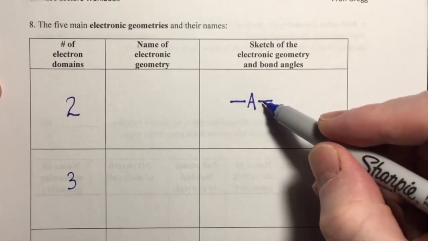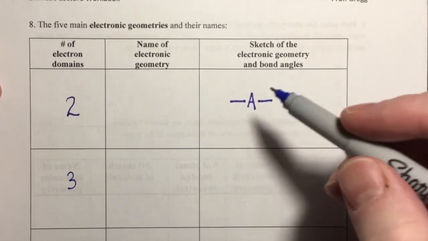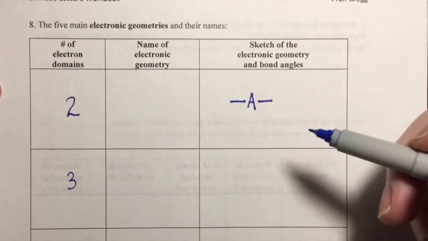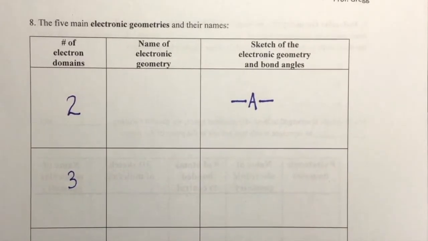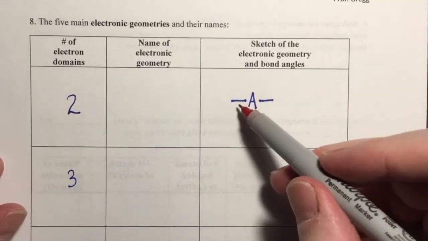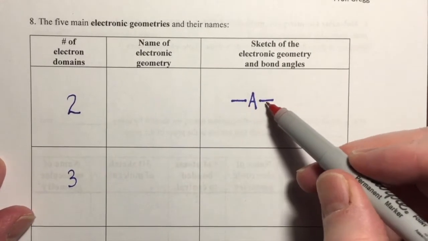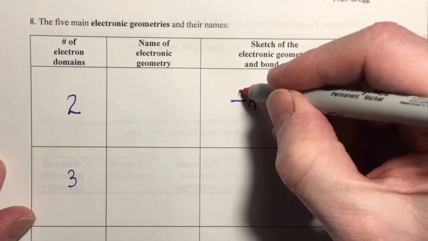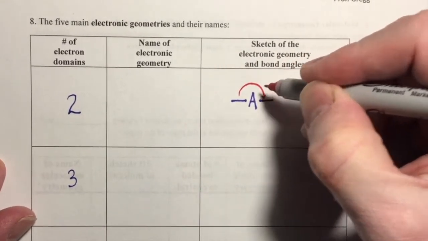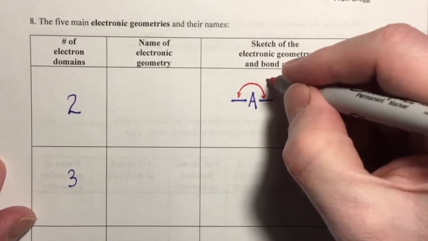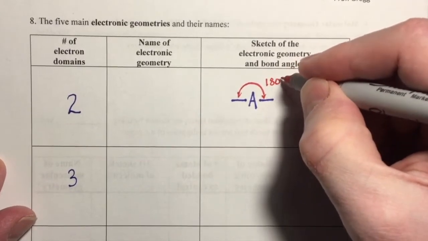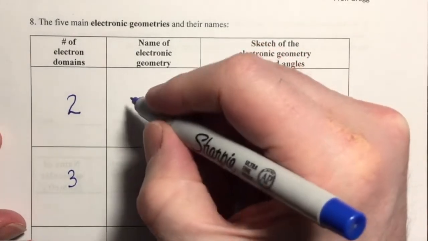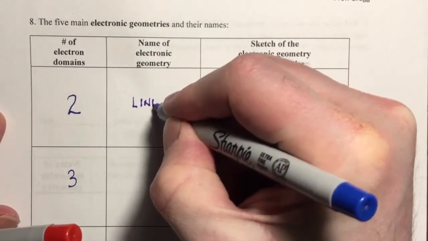So I have an electron domain of some kind pointing out on this side, an electron domain of some kind pointing out on the other side. And we can see that this forms pretty much a straight line as I look at the electron domain geometry. We know that the angle between these, if this is a straight line, the angle would be 180 degrees. And the name of this electronic geometry is therefore called linear.